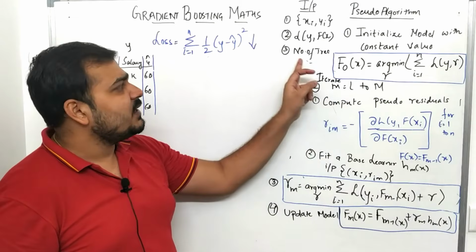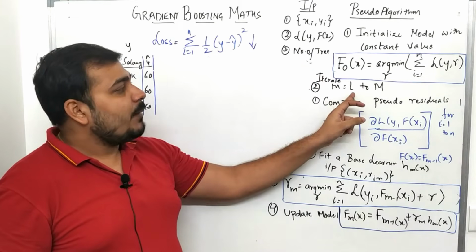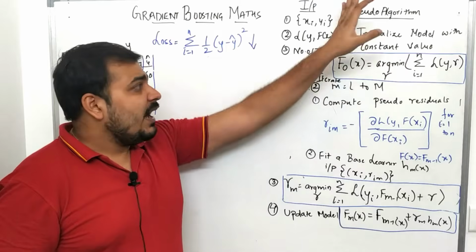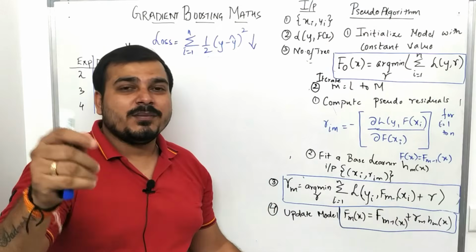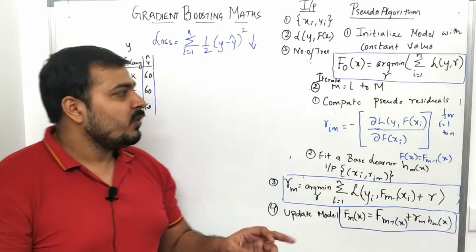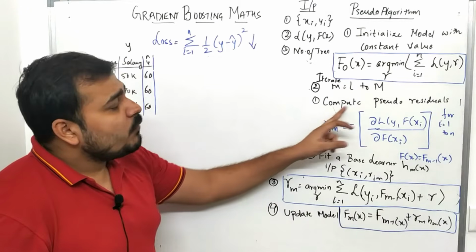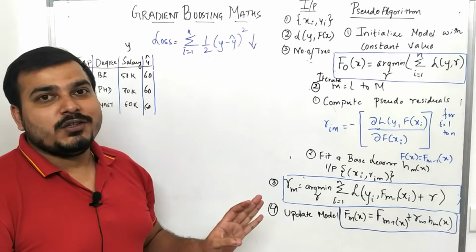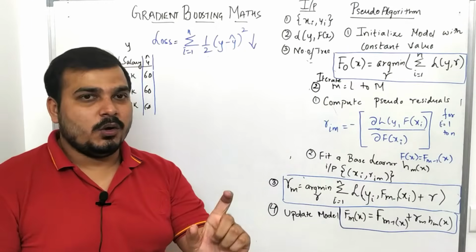What is this? M is nothing but the number of trees. So I am iterating this from 1 to M, and remember this pseudo code is written from the same Wikipedia page, guys. You can refer over there definitely. Now from 1 to M, I am going to compute the pseudo residual. Pseudo residual basically means the pseudo error. We'll try to compute it.